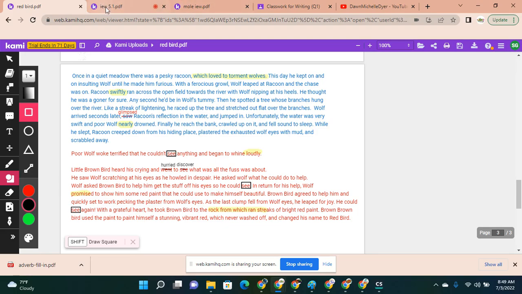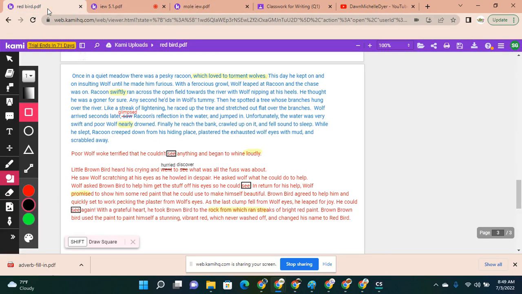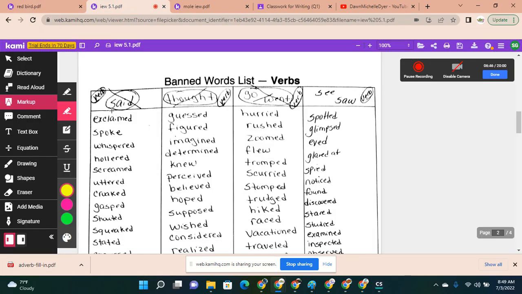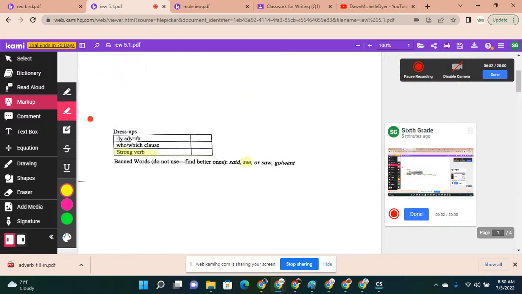What you want to do is rewrite your passage using the most interesting details and facts for your subject, and then go in and make sure that for both paragraphs, paragraph 1 and 2, you have an ly adverb, a who which clause, and a strong verb. One of the easiest ways to put in that strong verb is to find weak verbs like see and said, saw, go, and went. Those words are weak verbs, so you can easily replace them by using the list that I've given you.